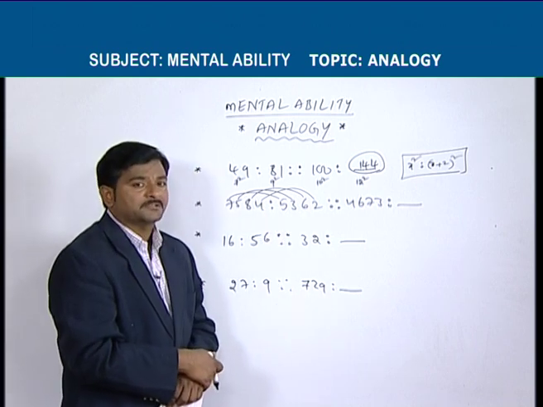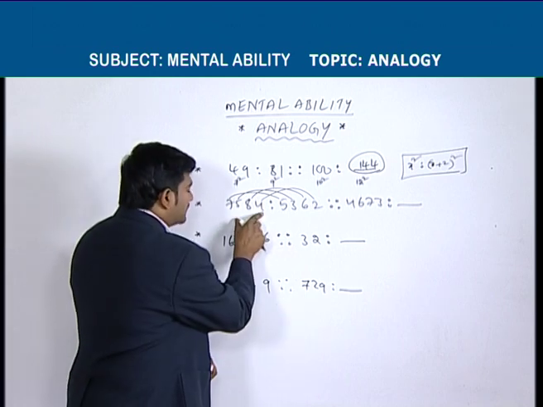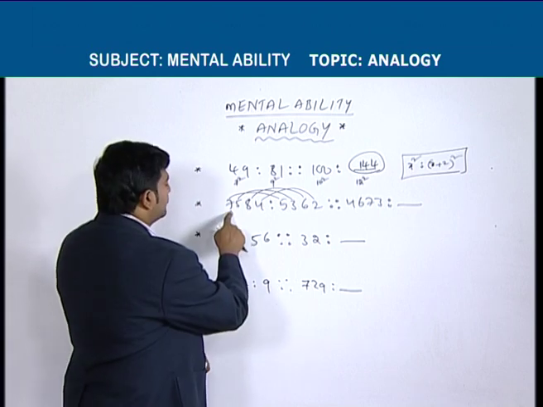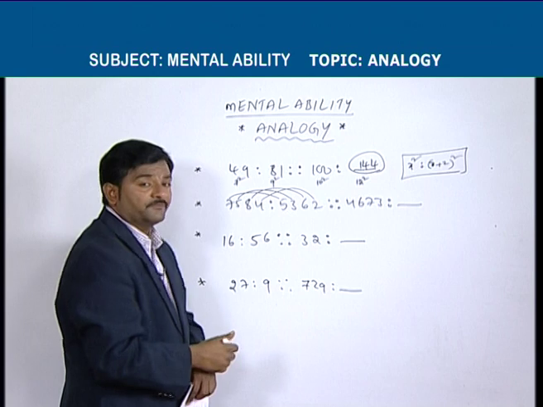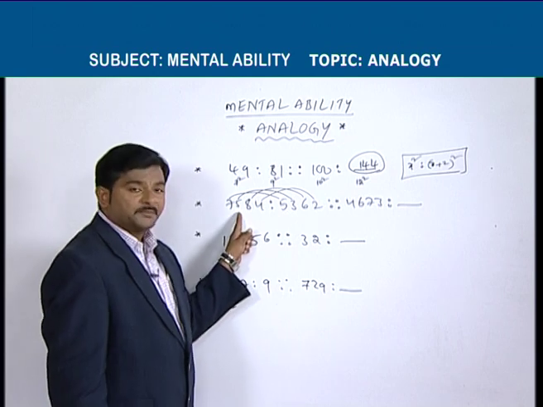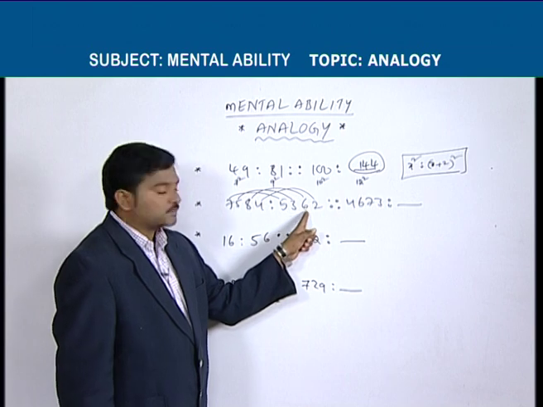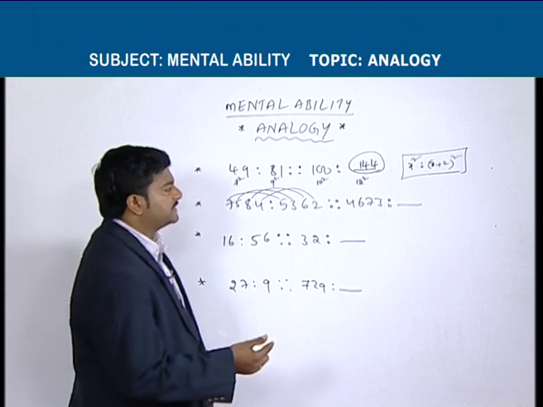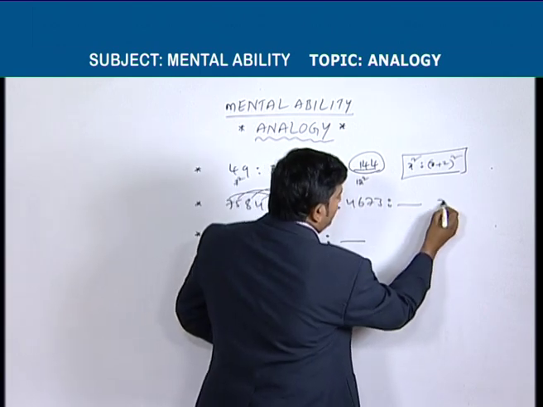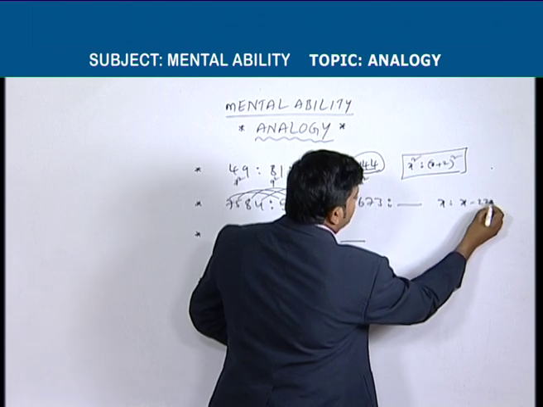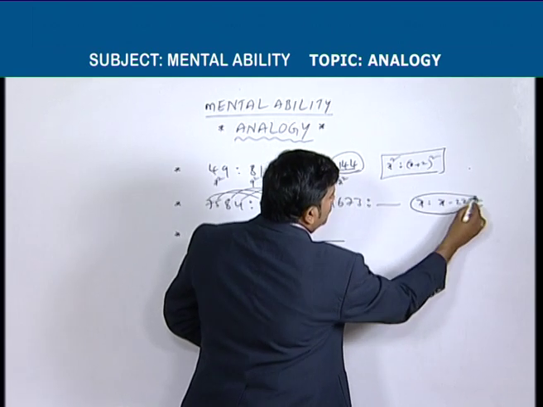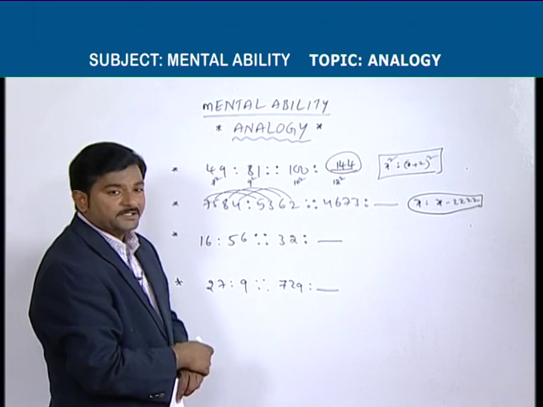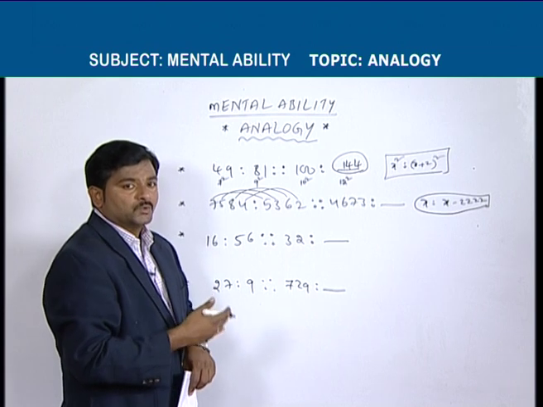So what is the concept involved in this? From this number, each digit is reduced by 2. What does it mean? From 7 reduced to what am I getting? 5. From 5 reduced to what am I getting? 3. From 8 reduced to 6. From 4 reduced to 2. So simply, if the given number is x, then from this x he reduced by 2. That's how I get the concept: x is to x minus 2.